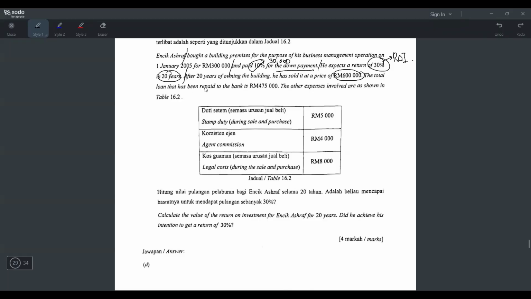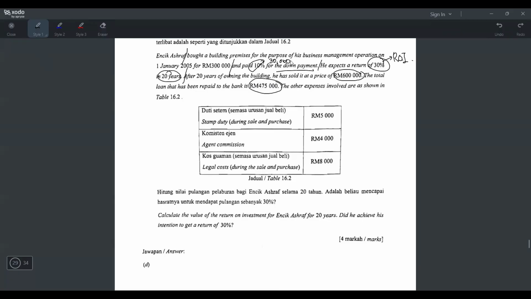Okay, the total loan that has been repaid to the bank is 475,000. So he already paid back. Because 10% he paid on the spot, that's the down payment. But the remaining 90% he pinjam bank, right? Because that's how it works. When you pay a down payment, you pay on the spot, and the remaining one, you pay by pinjam bank. And when you pinjam bank, they will charge you interest, but the benefit is you can pay it over a longer time. So yeah, that's why you end up paying more.